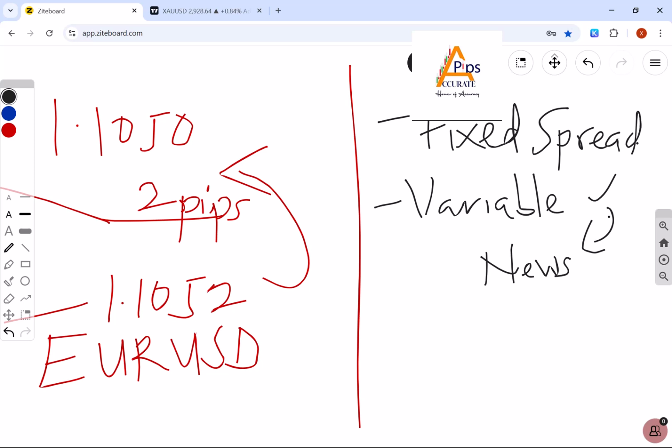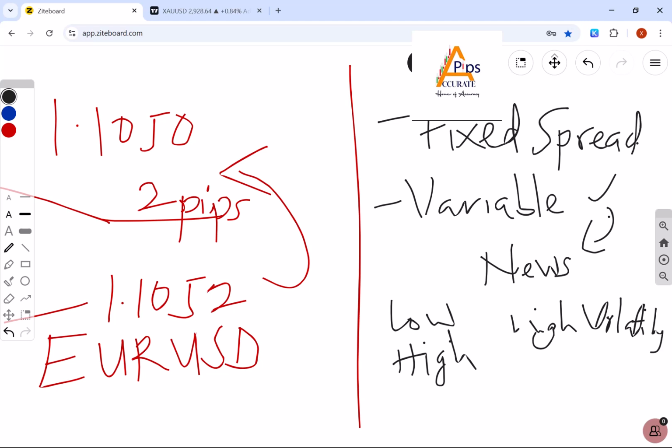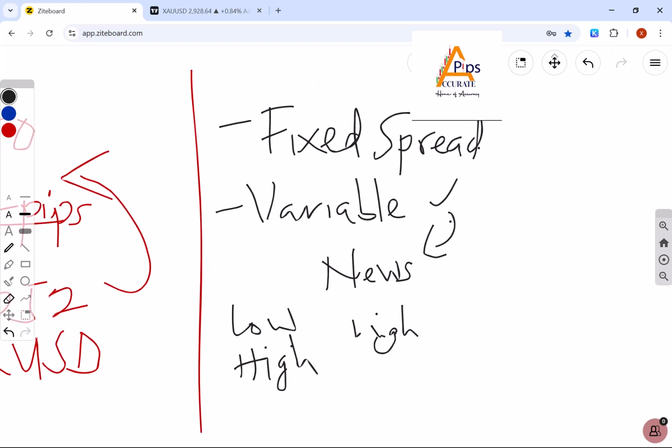Okay, during news events. Then why is the spread important? Now, when you have a low spread, it means that your trading cost is low. And if the spread is high, it means your trading cost is high. And mostly those high spreads occur when we have high volatility.